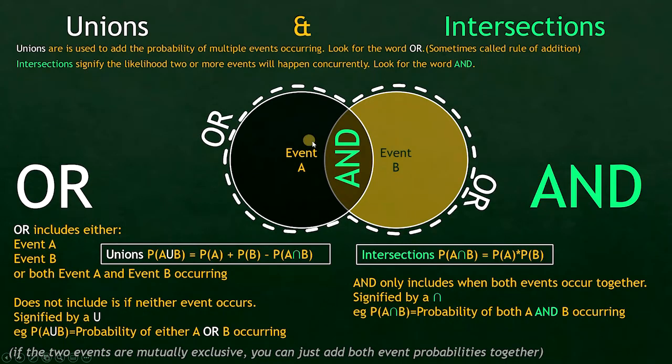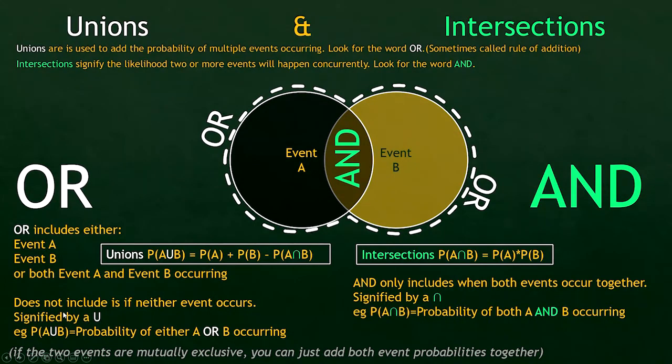And the reason why is because if you add up the entirety of the probability of event A and the entirety of the probability of event B together, you're actually including that intersection twice. So you have to remove the intersection one of those two times. And so that's why you have to understand the intersections in order to be able to understand unions.